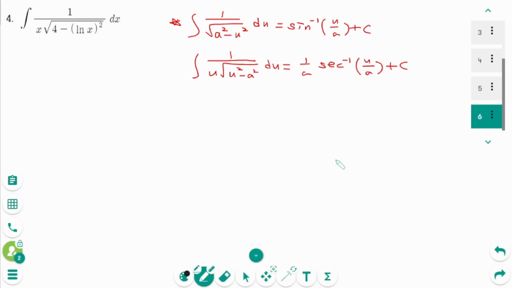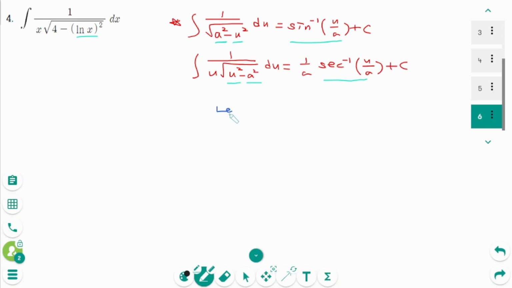The important thing here is the order of square numbers in the square root. For the integral to be arcsine, it is the square of the number minus the square of the variable. And for the integral to be arcsecant, it is the square of the variable minus the square of the number. This integral becomes arcsine because the variable comes later.